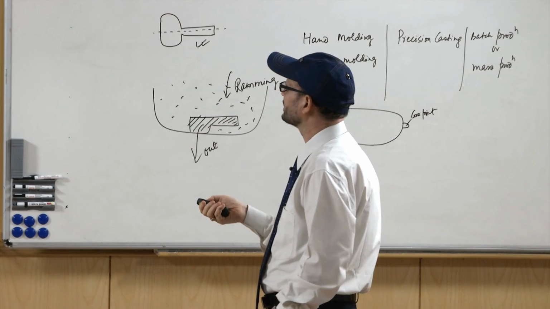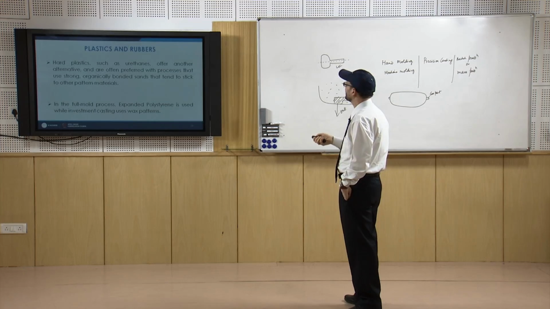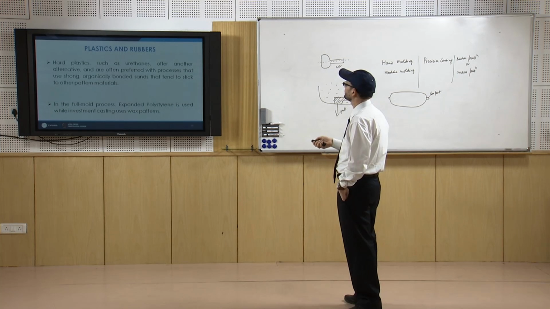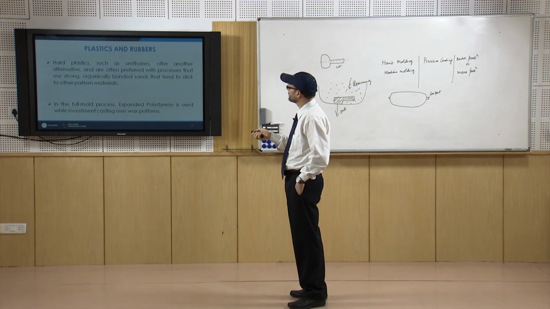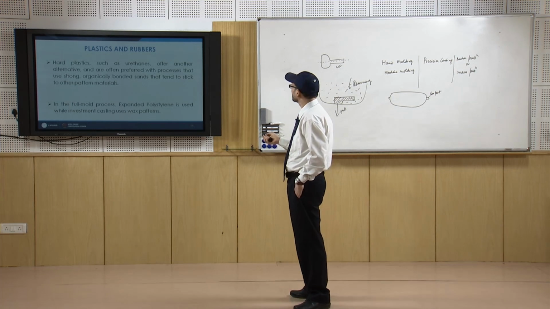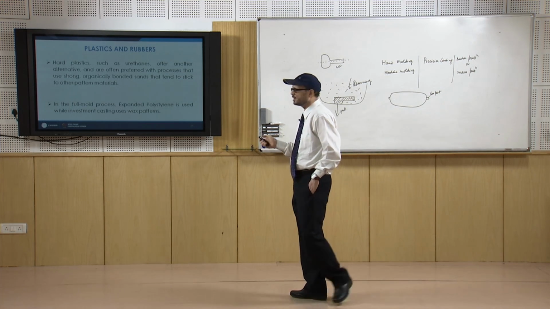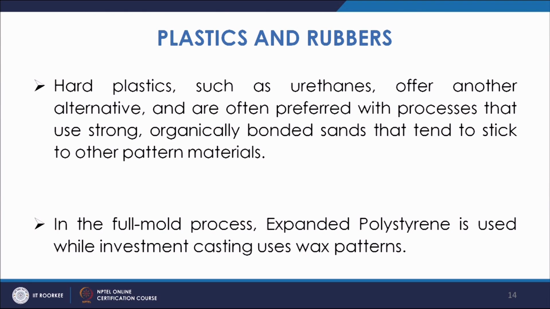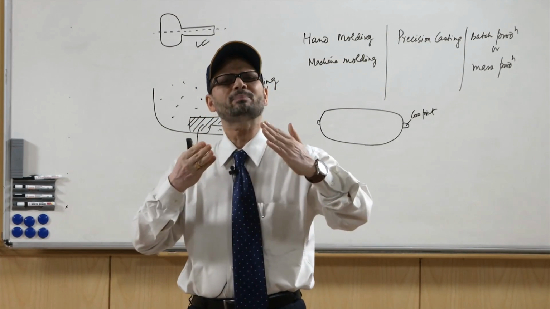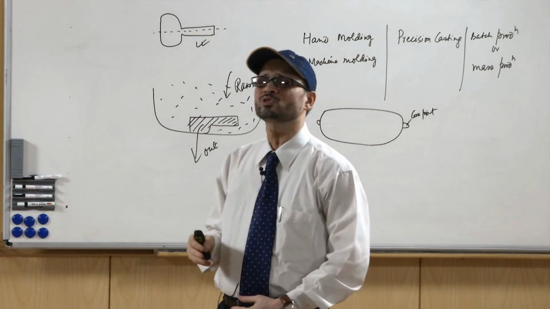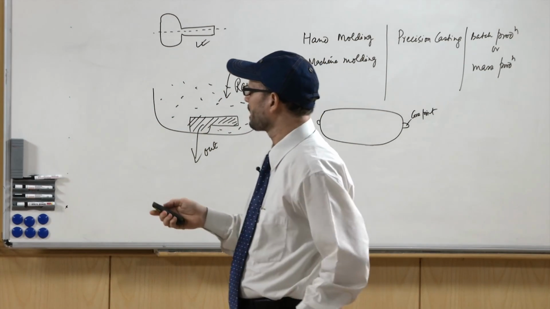So, hard plastics offer another alternative and are preferred with processes that use strong organically bound sands that tend to stick to other pattern materials. So, this is another advantage of using plastics, because when we use the organic binders, other pattern materials pose a problem in the sense that they stick to the pattern, but in this case they are not posing any problem.